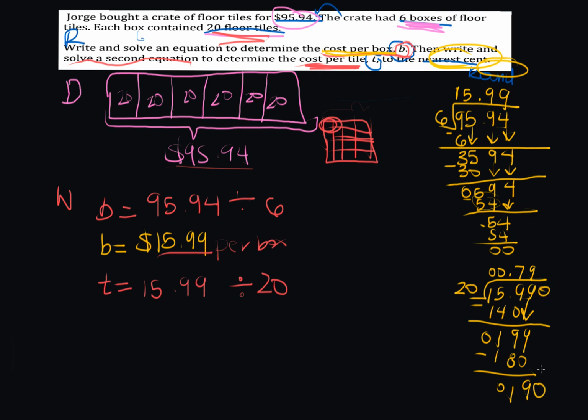Does 20 go into 190? Yes. 20 times 10 is 200. That's 10 too much. So we need 20 times 9 again. So 9 times 20, 180. And that leaves us with 10. But we can use this 9. And since 9 is more than 5, we know that we have to go up. So the answer is going to be T equals 0.80 because we have to round up. So 9 goes to 0, 9 goes to 10, and that brings 7 plus 1 to 8, so 80 cents per tile.